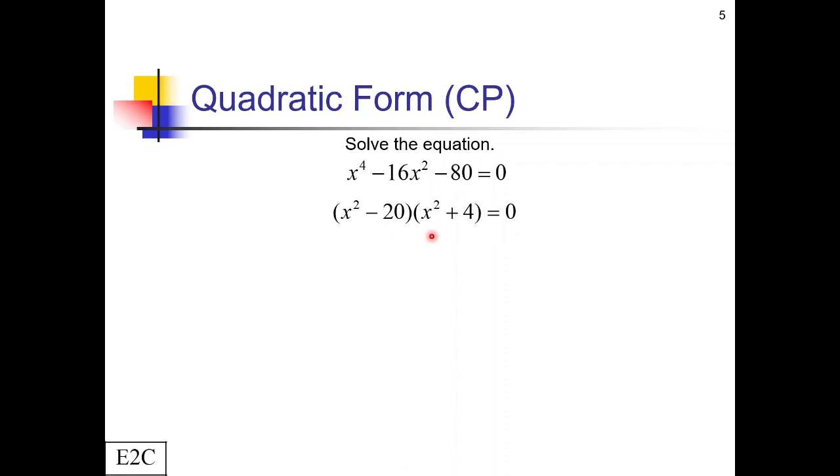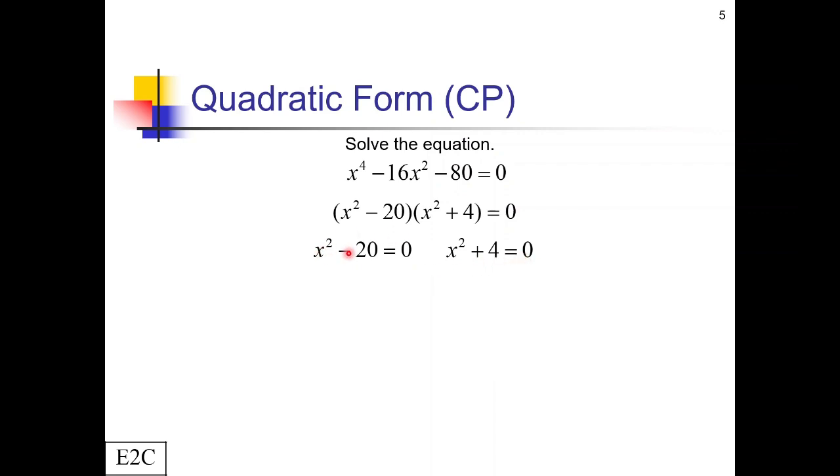Now, just like before, I can zero out each of these since they're down to a quadratic. So I've got x squared minus 20 equals 0, so x squared equals 20. And while I'm at it, I've also got x squared plus 4 equaling 0. I'll solve this one as well in just a moment.